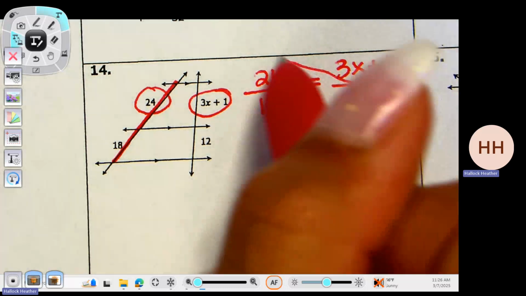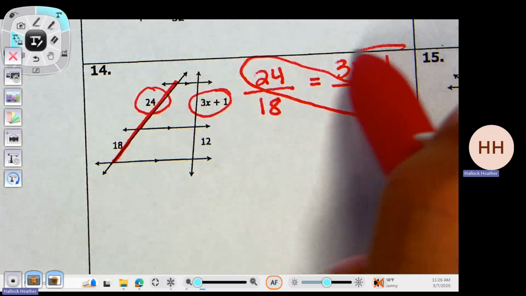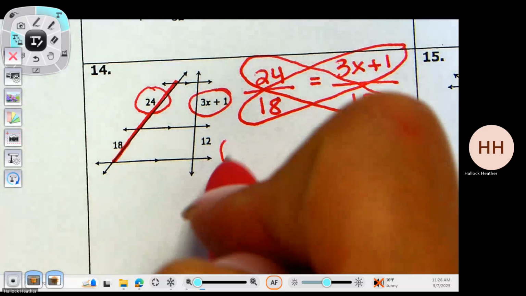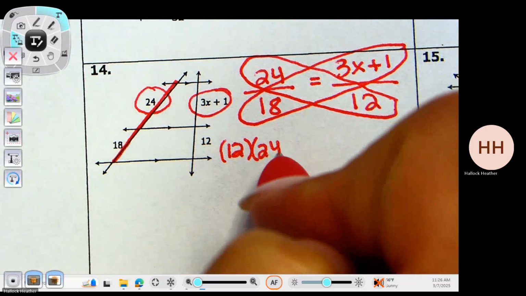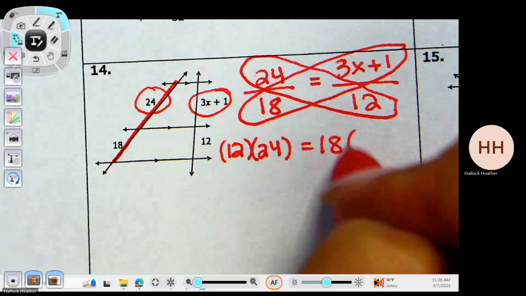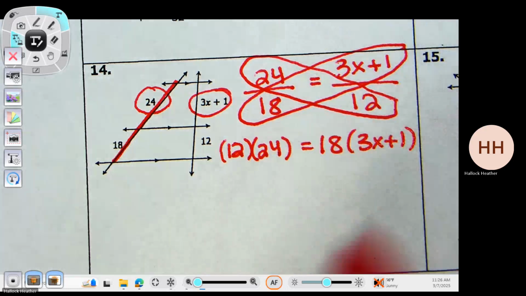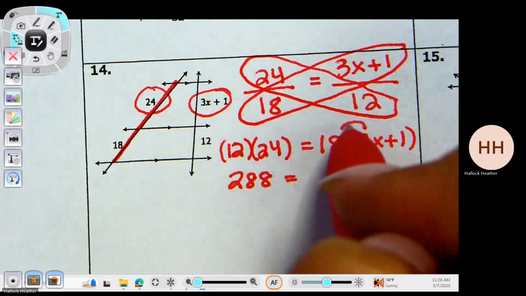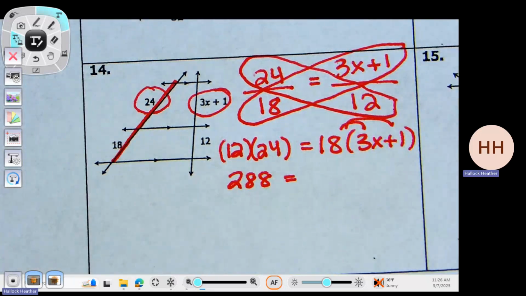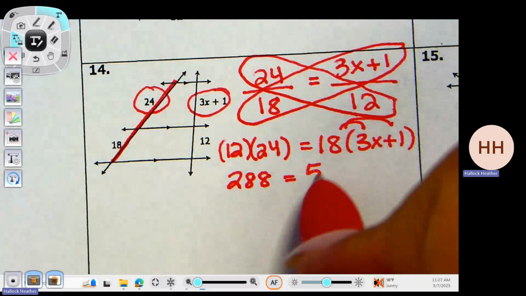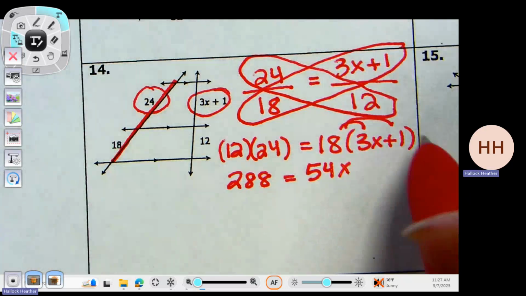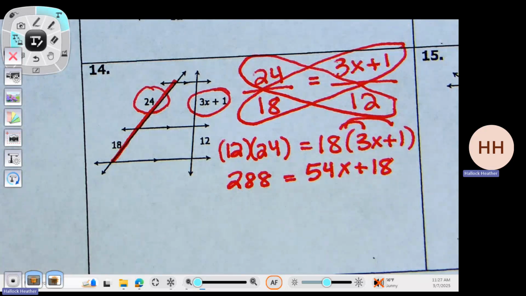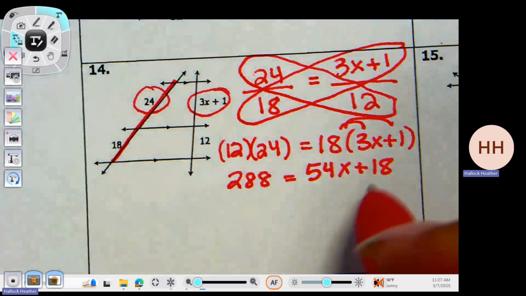So we're doing 12 times 24. And then we're going to do 18 times 3x plus 1. Eighteen times 3x is 54. 18 times 1 is 18. And then it's a two-step problem. So I'm going to subtract 18. And then I'm going to divide.